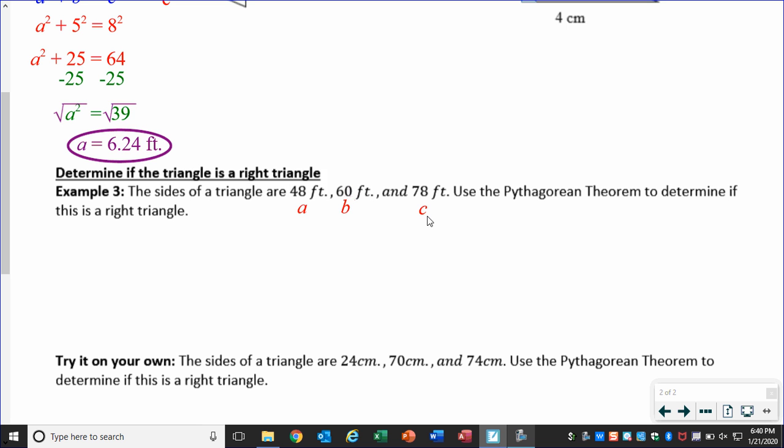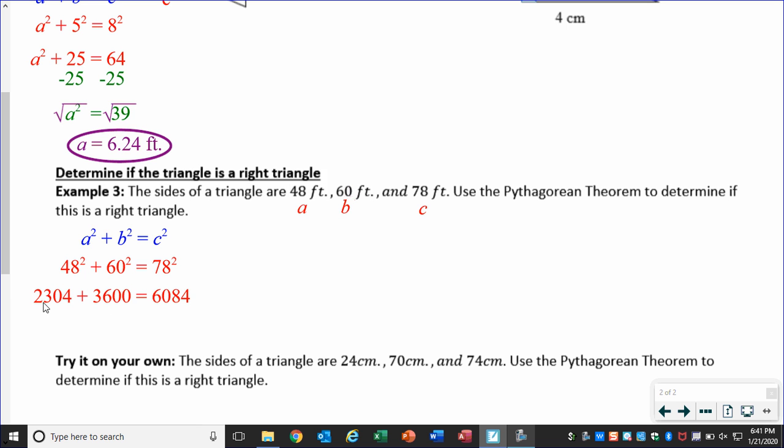Has to. Okay? So now I'm going to go ahead and plug it in to my Pythagorean theorem right here. So now I have 48 squared plus 60 squared equals 78 squared. And yes, these are big numbers. You will need to use your calculator for it, but you have one, so it should be fine. So 48 squared gives me 2,304. 60 squared gives me 3,600. And 78 squared gives me 6,084.